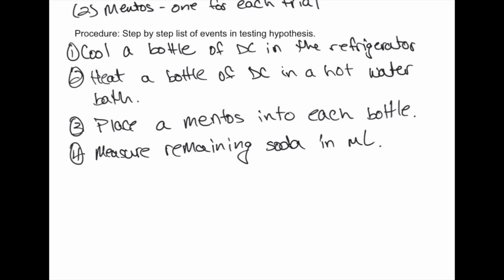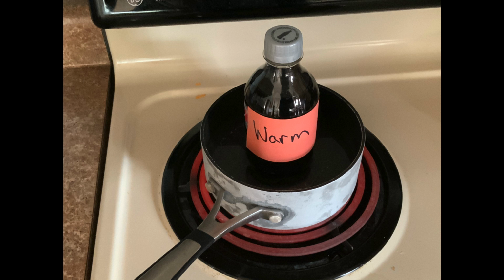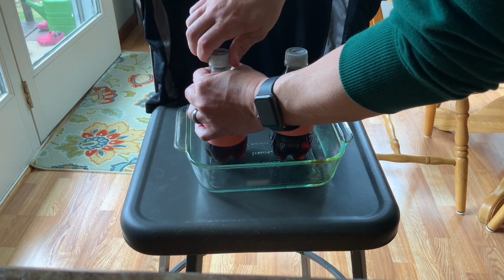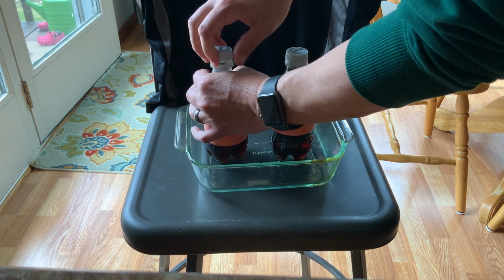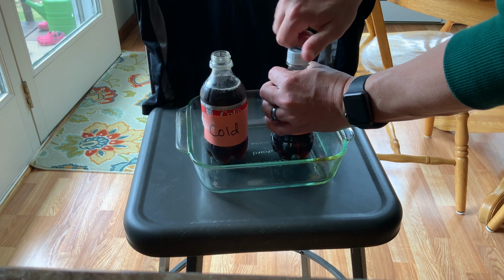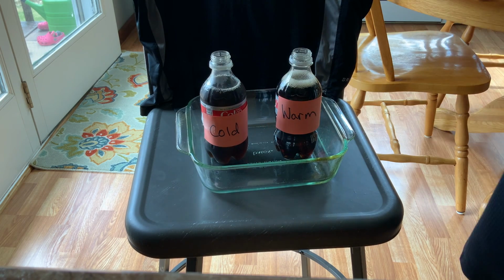So let's go ahead and then look at my investigation. All right, so as you can see here, I've got some cold soda in the fridge, and then I've got a warm soda that's sitting in a warm water bath, right? So we're going to go ahead and we're going to take the lid off of both of these bottles of Diet Coke, and I've got them labeled, right? Make sure that it's very clear in your investigation exactly what it is that you're doing.